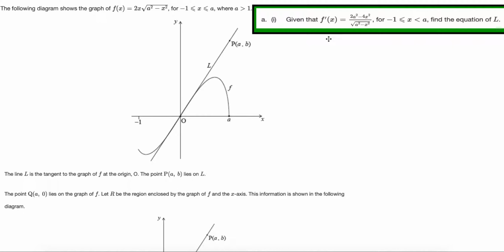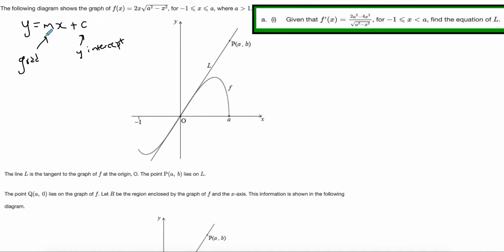So for part A, it tells you, given that the derivative of this function is such, find the equation for L. So to find the equation, L, remember, is a linear line, which means it will have the form of y equals mx plus c, where m is the gradient and c is the y-intercept. And so you'll have to first be able to find the gradients and then find the y-intercept. It's obvious that the line L intersects at 0, so the c value is actually 0. But I'm going to get to that in a bit.